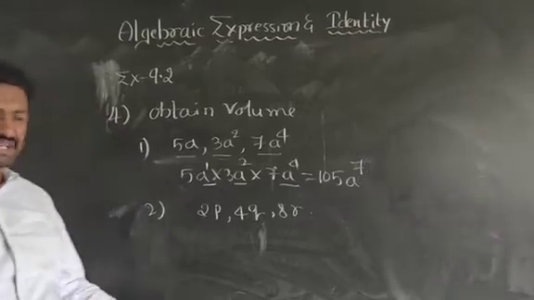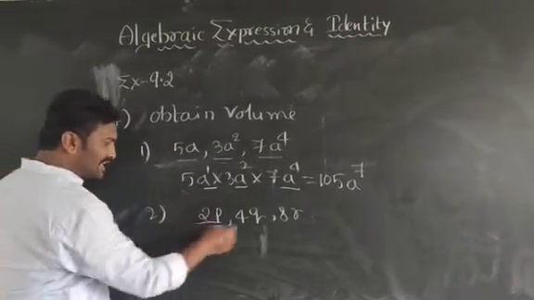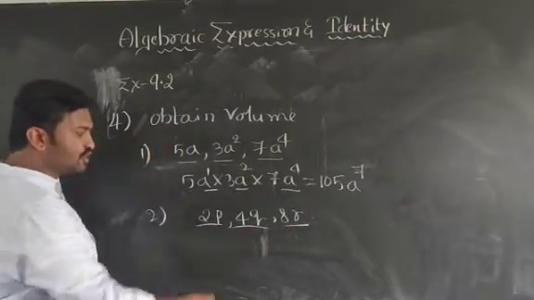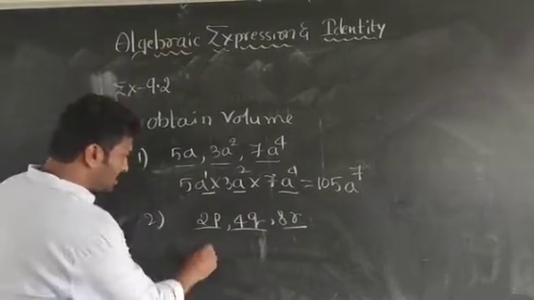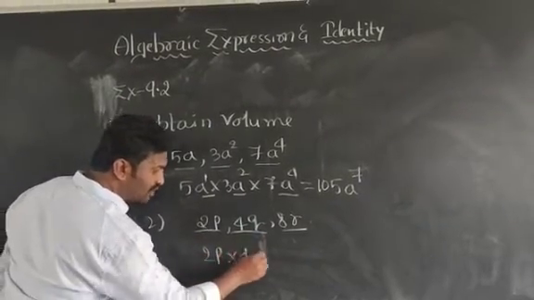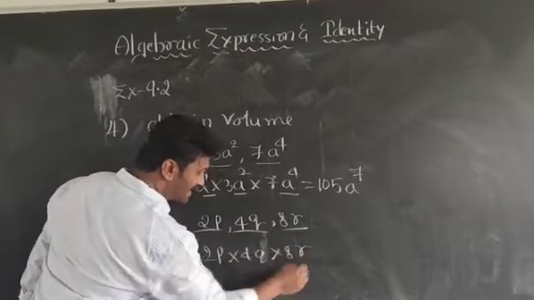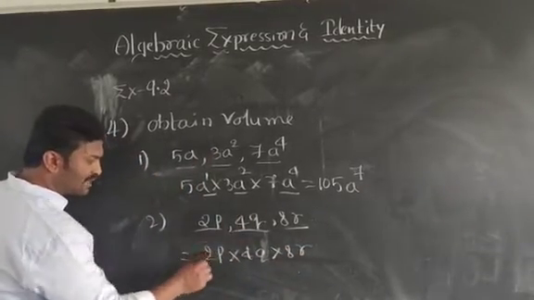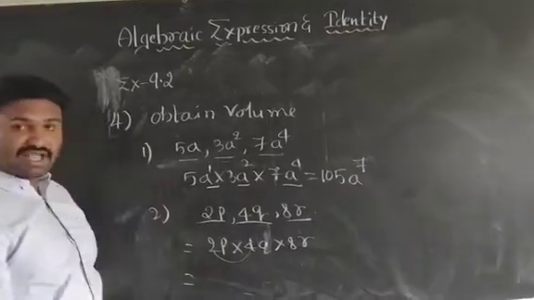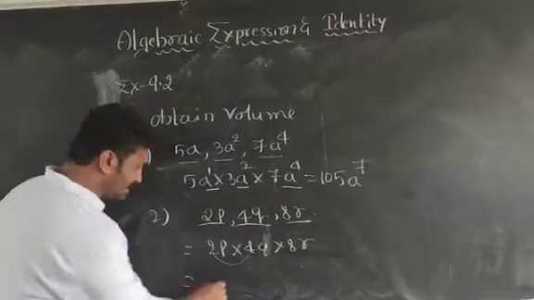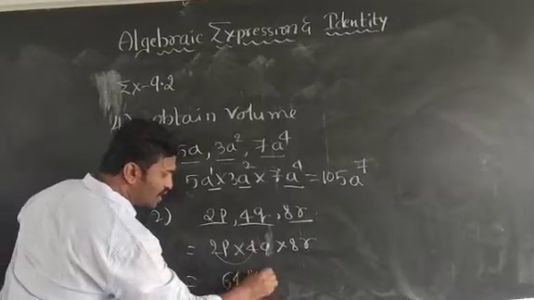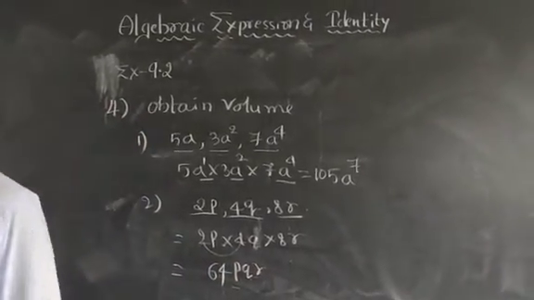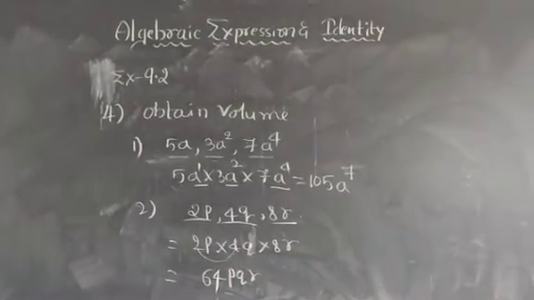Okay, very simple. And here 3 terms are there: 2p, 4q and 8r, like length, breadth, height. 2p into 4q into 8r. Multiply the numerals: 2 4s are 8, 8 8s are 64. Here p into q into r, pqr. This is the answer: 64pqr.